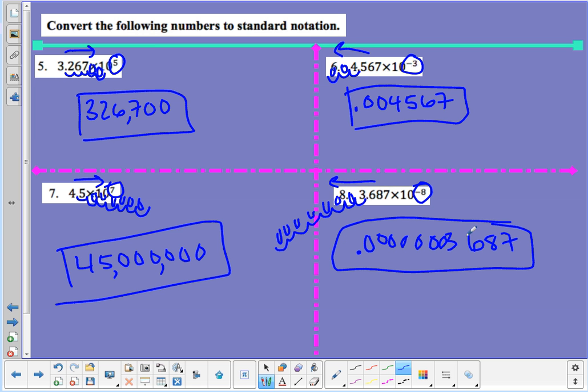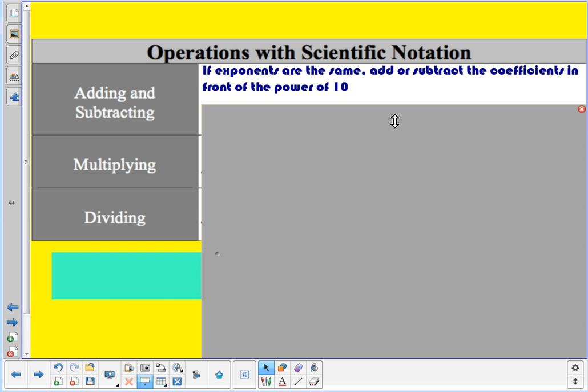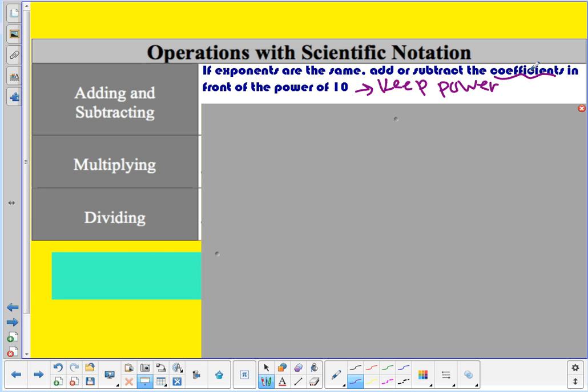All right, now we can talk about operations. When we're doing operations with scientific notation, adding and subtracting are going to be really similar to each other, but there's a couple of quirks that we have to pay attention to. So first thing, really easy. If the exponents are the same, we're just going to add or subtract the coefficients, that's the number out front, and then keep the power of 10. So if they're the same, the power stays the same.